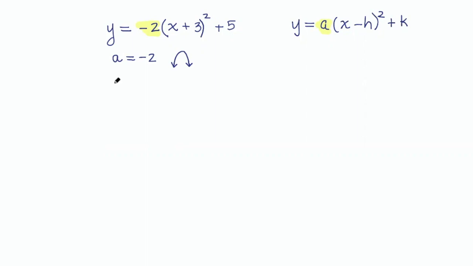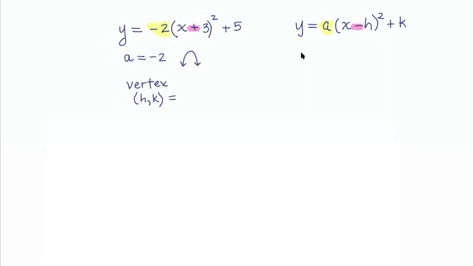The next thing I always identify is my vertex. Now I warned you, you have to be really careful here. You have to observe your signs. I have a plus where the standard form has a minus. So I have to think very carefully here. I'm going to take this equation, rewrite it. Okay, now h is what comes after the subtraction sign. If you don't have a subtraction sign, well, you need to rewrite it so there is one. Adding 3 is the same as subtracting a -3.